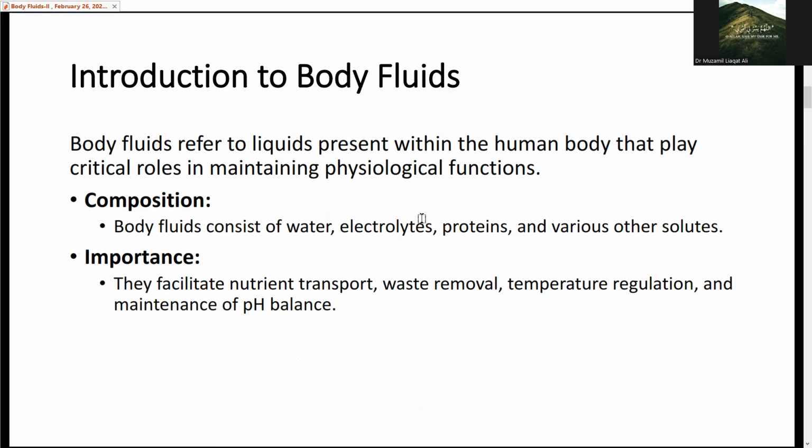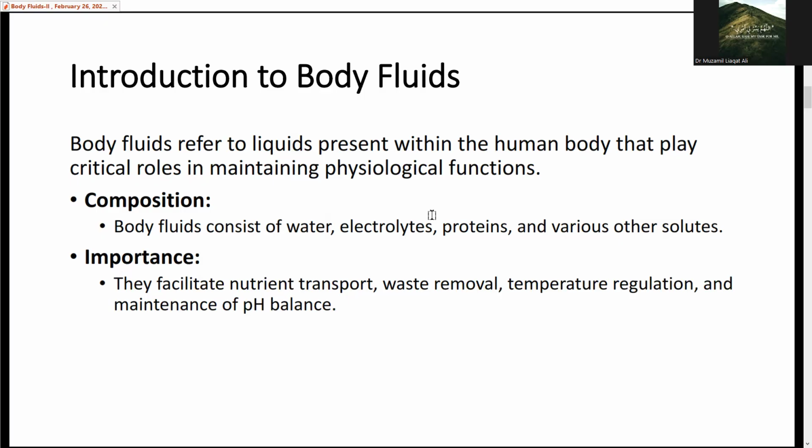Let's start with the introduction to body fluids. Body fluids are not just water. They are a dynamic biochemical system. So what about its composition? Water accounts for 60 to 70%. Electrolytes mainly include sodium, potassium, chloride, then proteins and metabolites. Each component has a different and unique physiological and biochemical role.